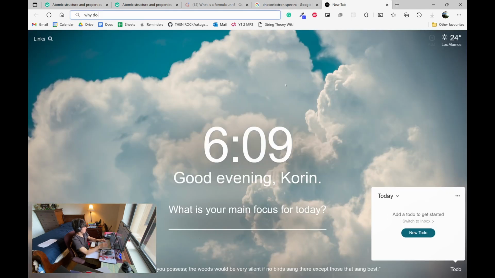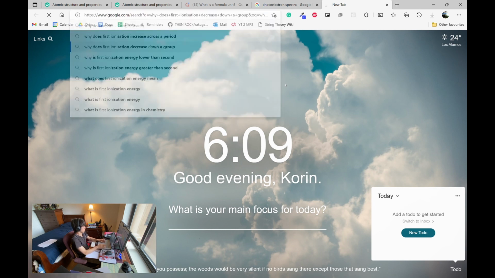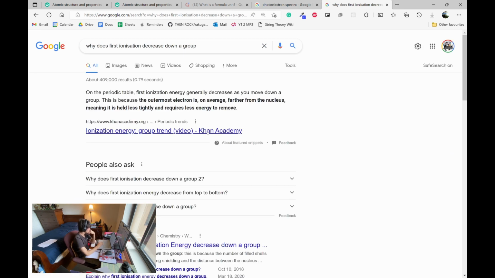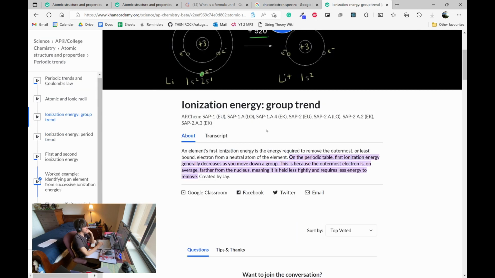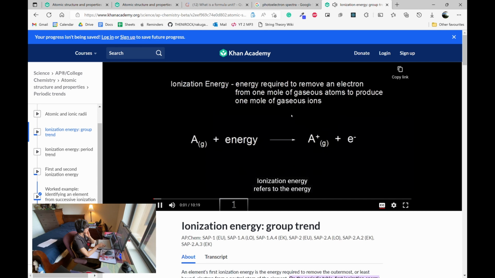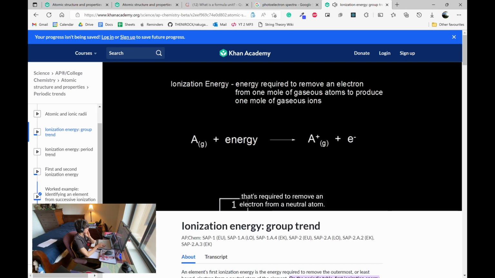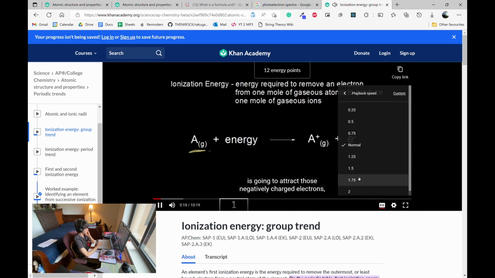first ionization energies decrease down a group? Oh, that's the group trend. Oh, these are called groups. Okay. So groups, periods. Okay, cool. I don't want to spend too much time on this.